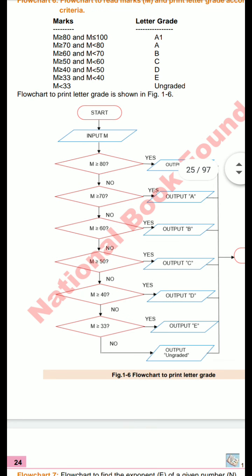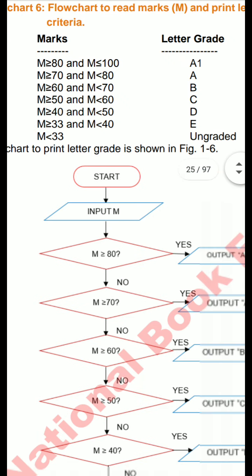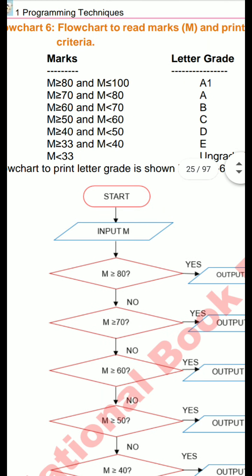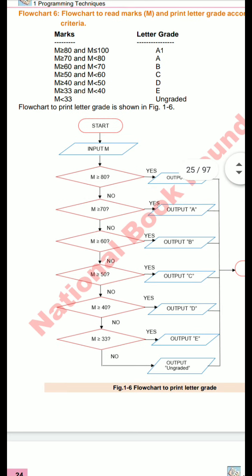Now there are a lot of symbols we are using. This is a flowchart about grades. Start. After starting, input marks. Whenever you put in your marks, the program will check them against the following letter grades, and whichever applies to your marks, it will show you that grade.